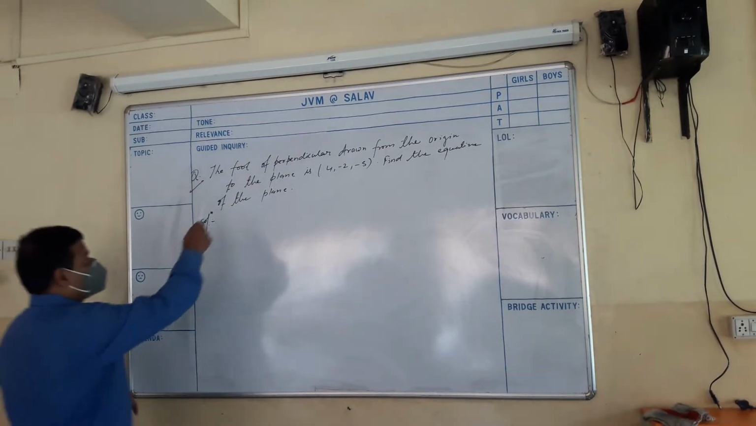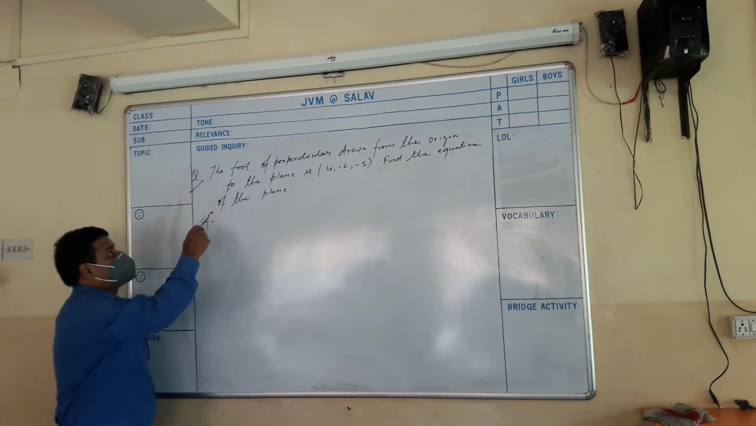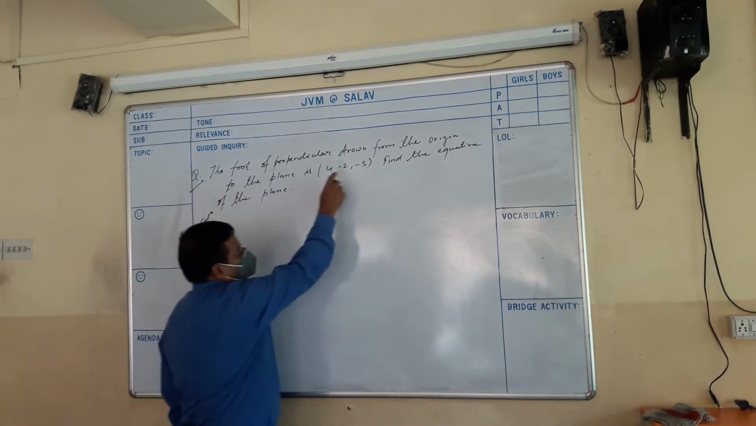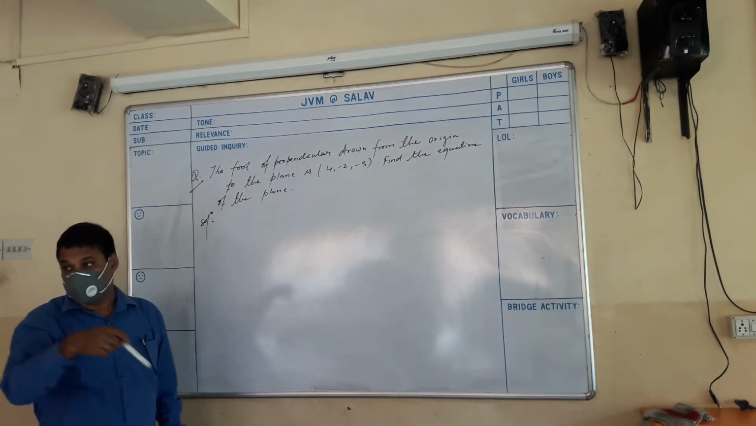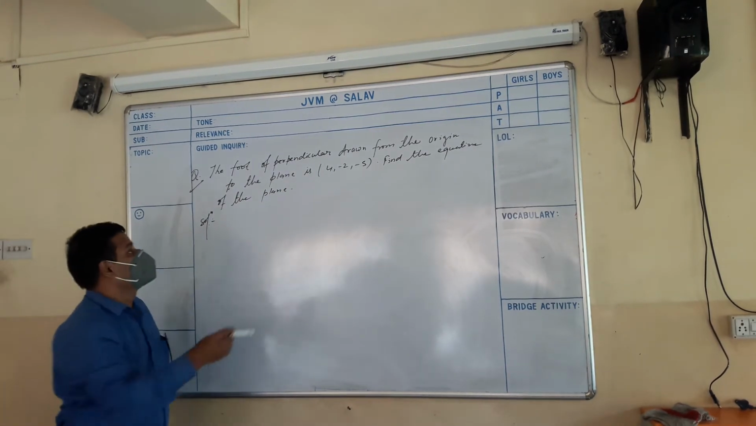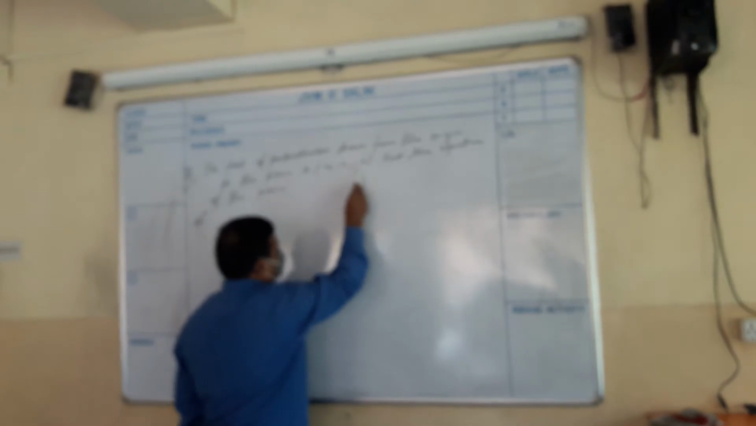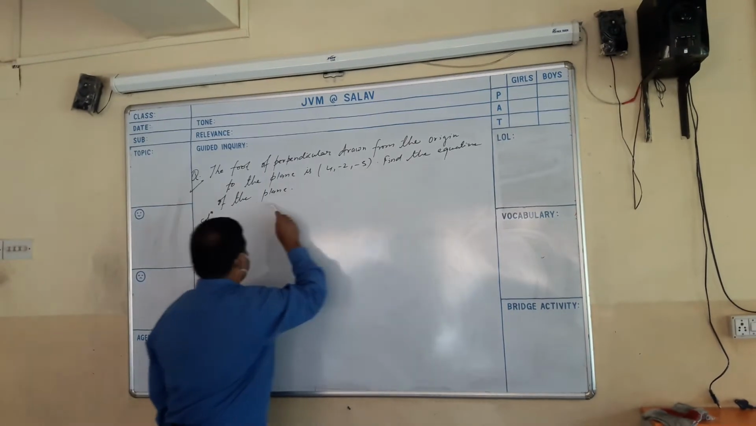Question two: the foot of the perpendicular drawn from the origin to the plane is (4, -2, -5). Find the equation of the plane.